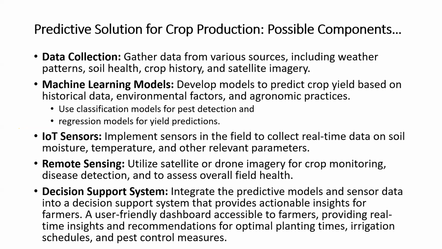So predictive solution for crop production, these are possible components: data collection, machine learning models, IoT sensors, remote sensing could be used, and a decision support system. This is very, very important, where we can integrate a lot of predictive models and sensor data into a decision support system that provides actionable insight for farmers. So the farmer will have a lot of information at his disposal of what may possibly go wrong. I call it preemptive monitoring of agricultural production system.